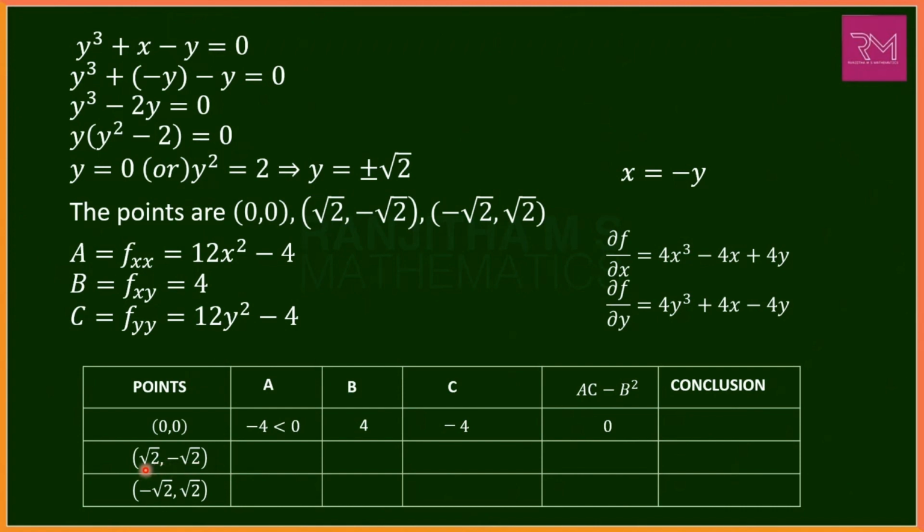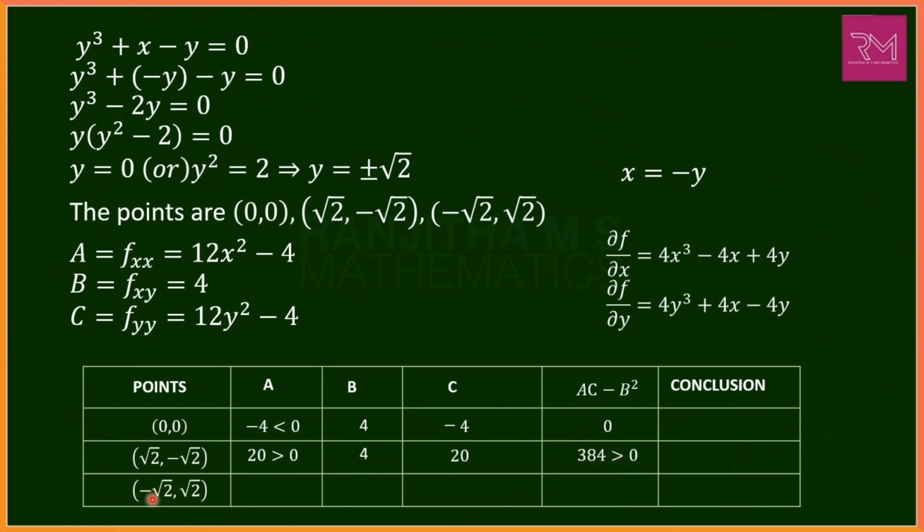In a similar way, we substitute x as √2 and y as −√2. We get the A value as 12 into x², which is (√2)², hence we can cancel the root and 2, so we get 12 into 2 is 24, minus 4 is 20, which is greater than 0. Here B is 4 itself. For C, we substitute y as −√2. Here (−√2)² means we can take it as 2 itself. 12 into 2 is 24, minus 4 is 20. Hence AC − B² is 20 into 20 is 400, minus B², which is 16. Hence, we get AC − B² as 384, which is greater than 0.